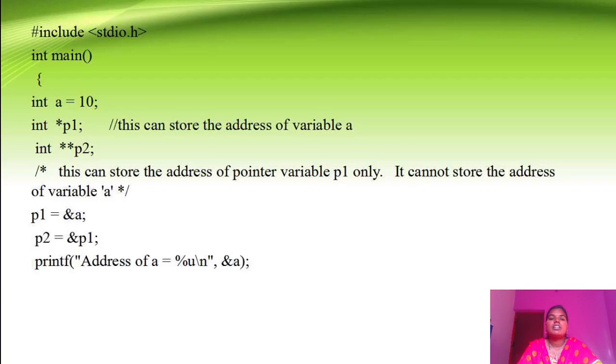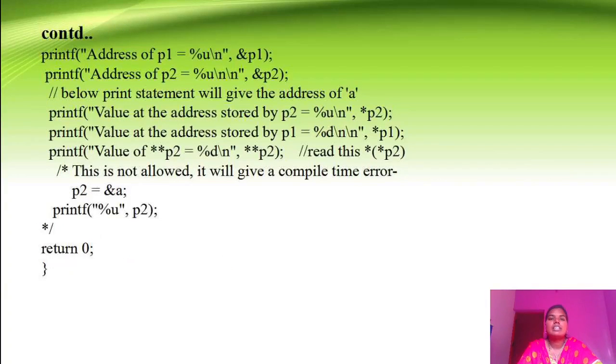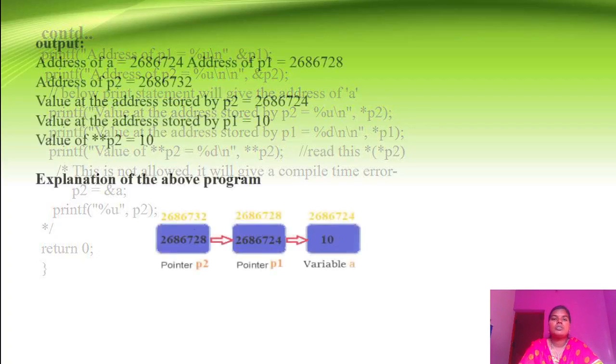Then first I will print the address of a, that is &a. Next the address of p1, then the address of p2, &p2, then the value at the address stored by p2, that is *p2, then the value at the address stored by p1, that is *p1, and the value of **p2. Then return 0, then close the bracket. So let us see the output of this program.